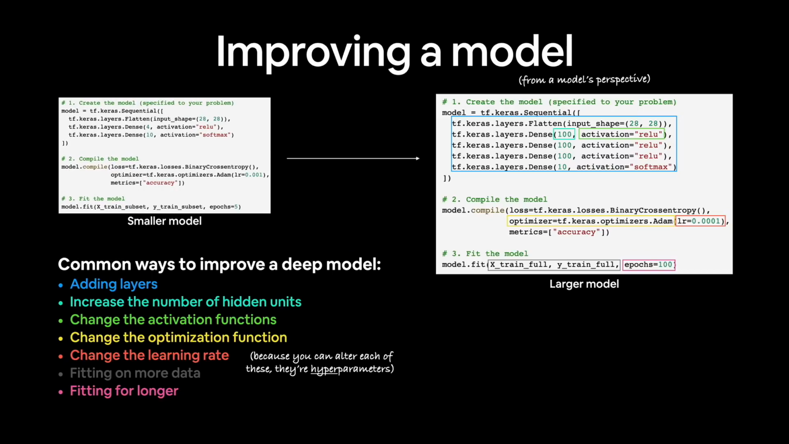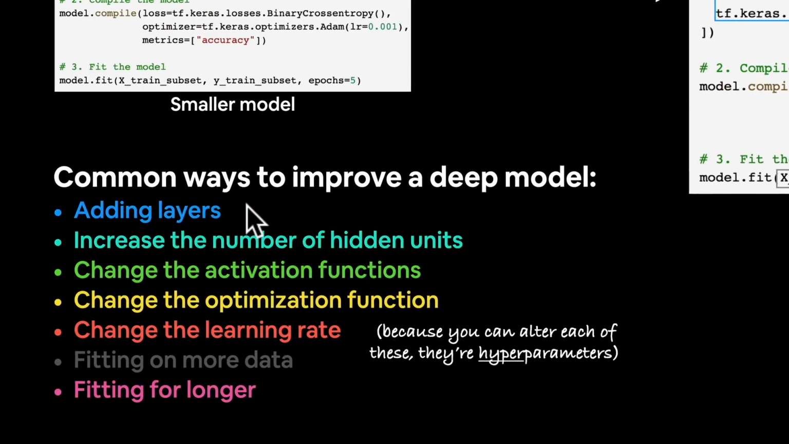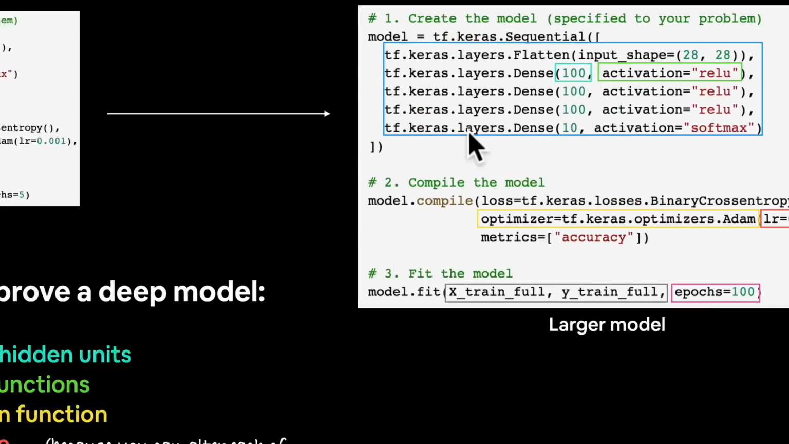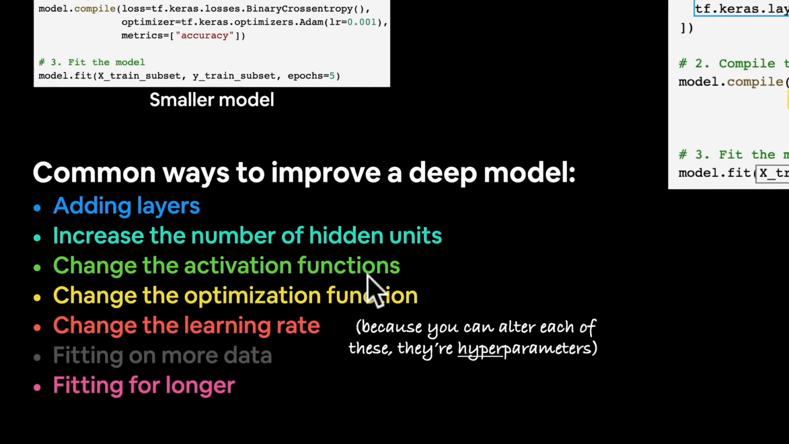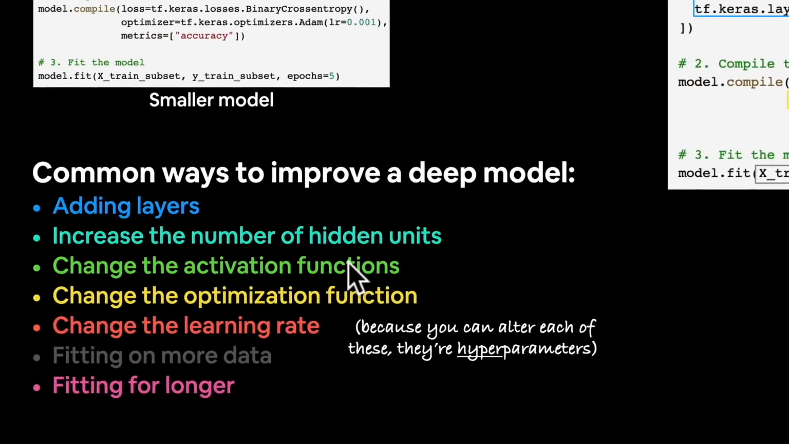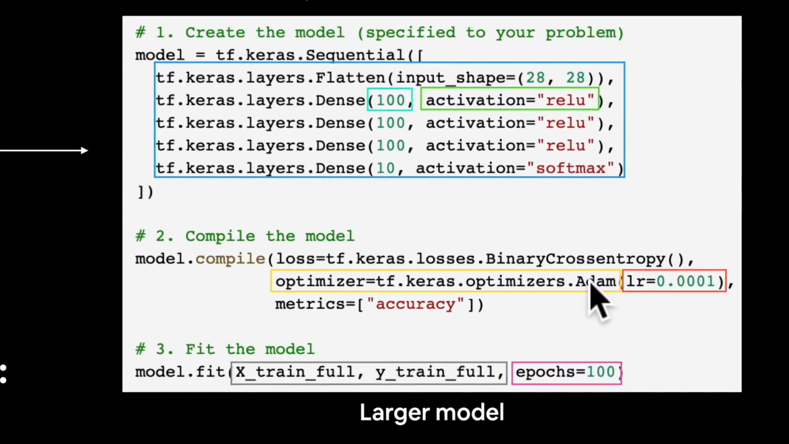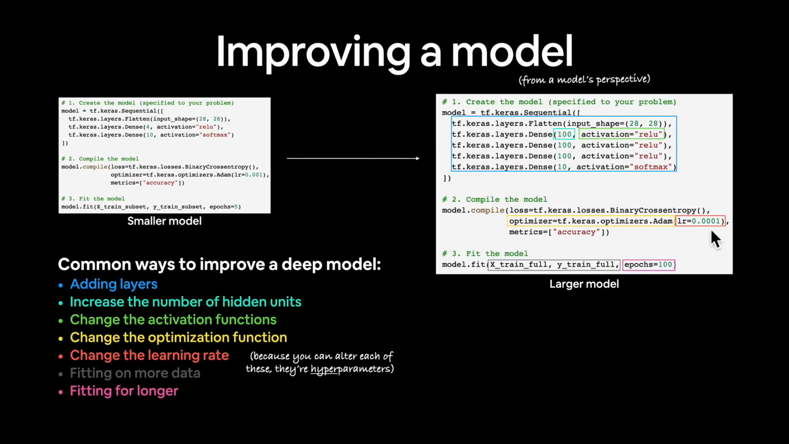But now if we have a look at how we might improve our model from a model's perspective, we've got a few different ways. Adding layers, we've tried that. Increase the number of hidden units, we haven't tried that. Change the activation functions. We definitely haven't tried that, at least for the hidden layers. Change the optimization function. We could use SGD or Adam or one of the other optimizers in the optimizers package. Change the learning rate. We haven't tried that.